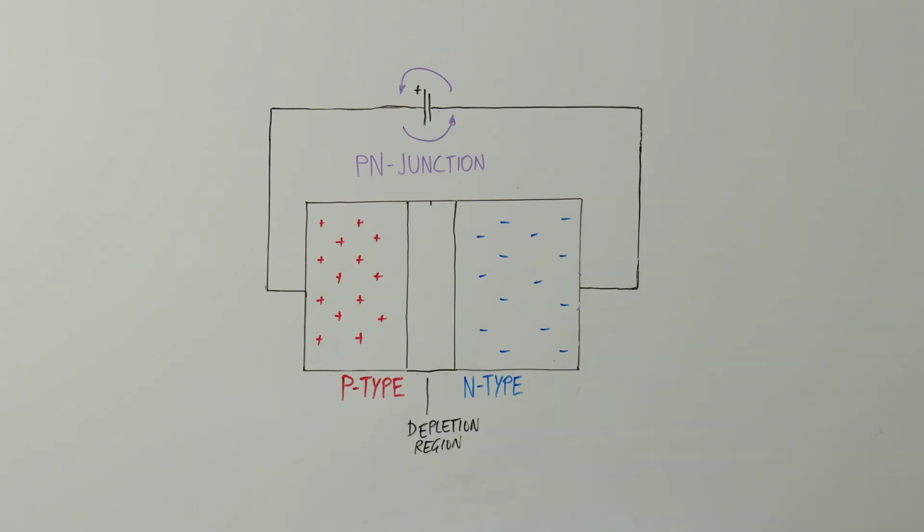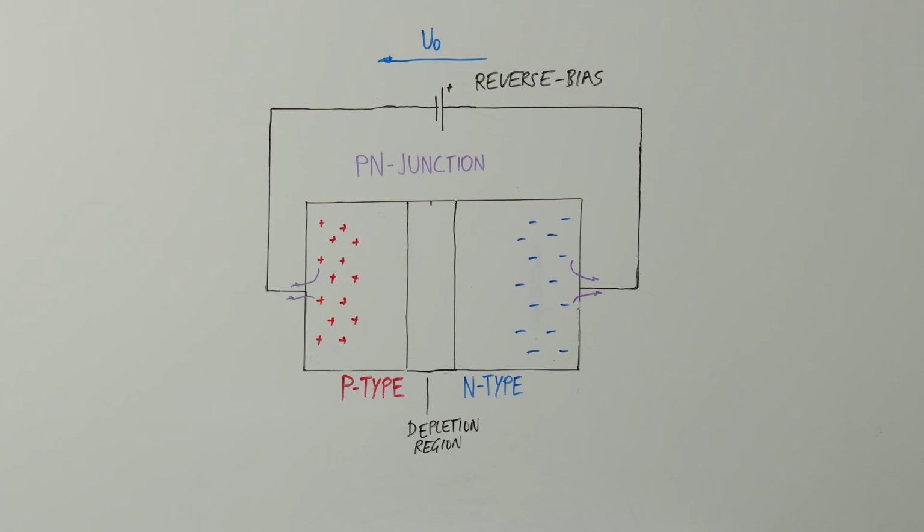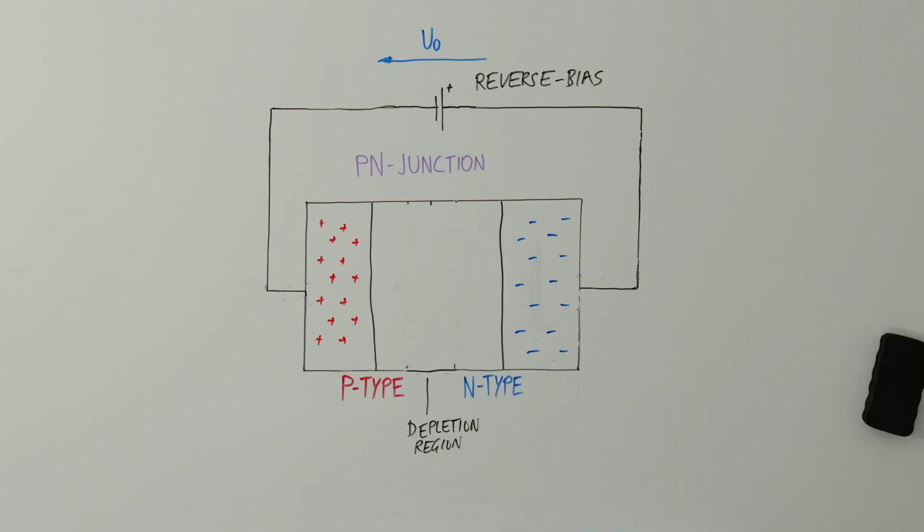If we reverse the polarity of the battery, we connect the positive pole to the N side and the negative pole to the P side. Something entirely different happens then. The electrons on the N side are attracted to the plus pole, while the holes on the P side are attracted to the minus pole. Therefore, the depletion region or barrier expands and no current can flow.